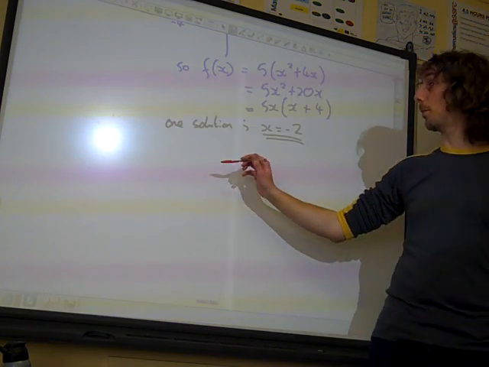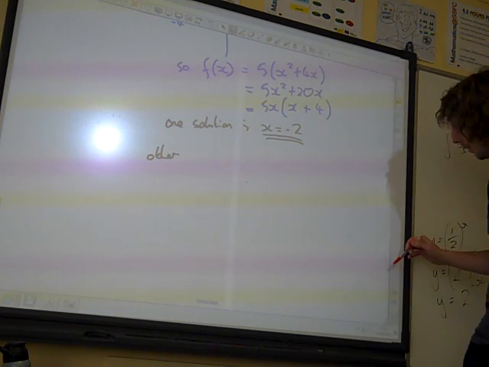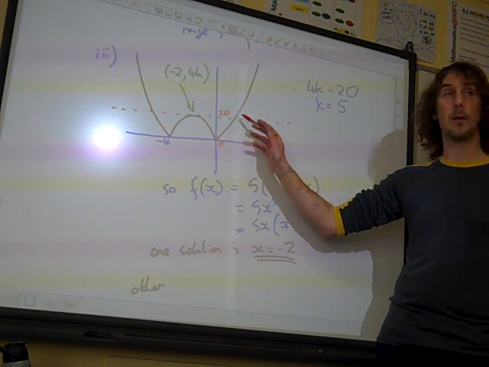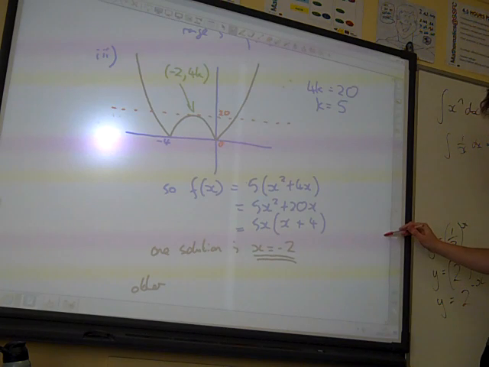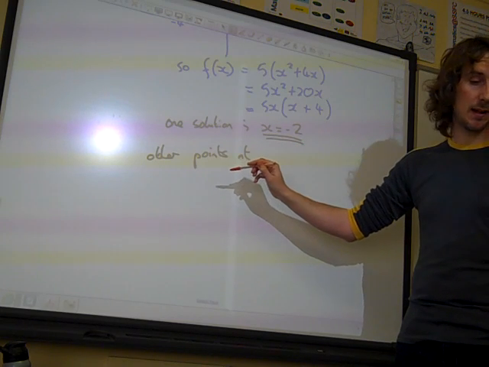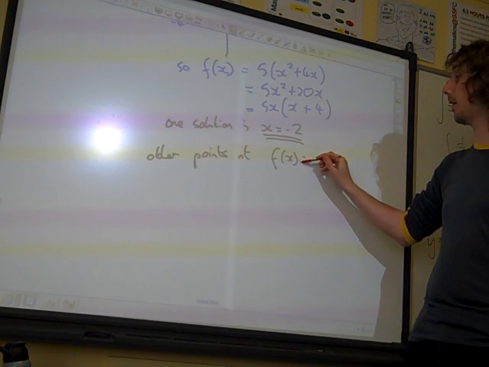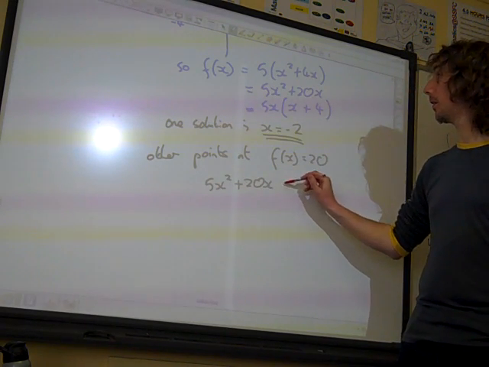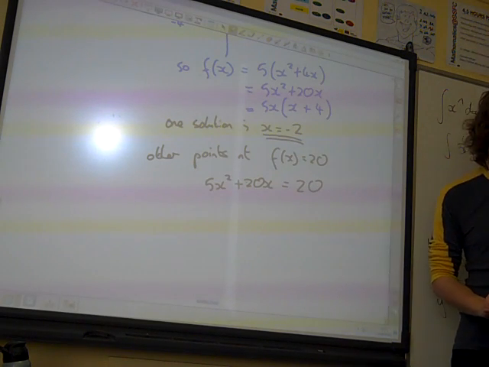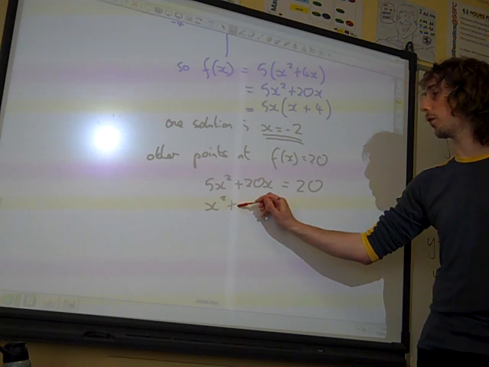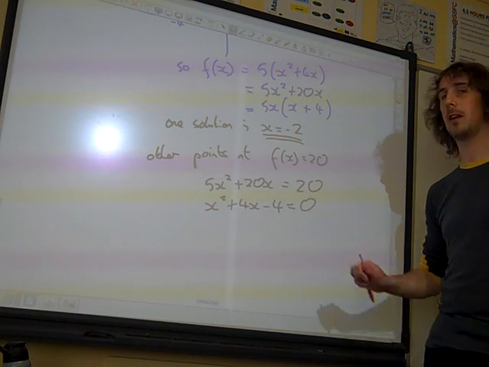Is x equals 0 one of the other points? No. x equals 0 is that point there. It's 0 at x equals 0. We want to find when it's equal to 20. We now need to know the other 2 points are at the point where f(x) equals 20. In other words, 5x squared plus 20x is equal to 20. Let me divide through by 5 and take everything to one side. I've got x squared plus 4x minus 4 is 0.